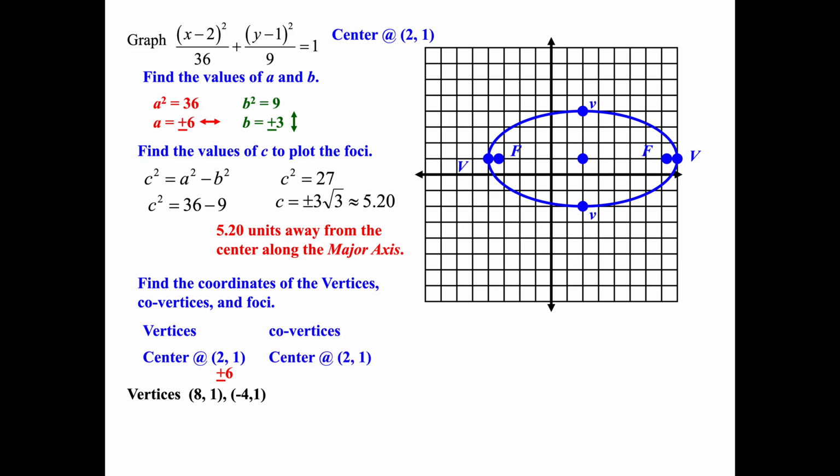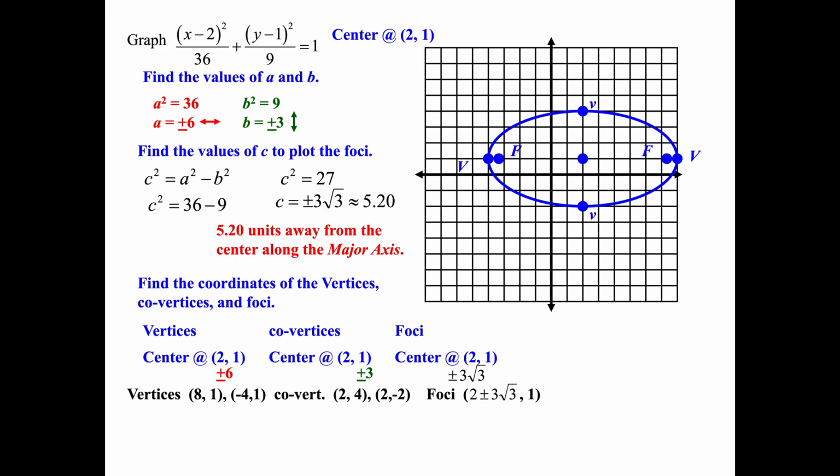Same with our covertices. Our up and down 3 will be added and subtracted to the 1. So 2 comma 1 plus 3 is 4. And 2 comma 1 minus 3 is negative 2. So there's my covertice points. However, now for the foci, because it is a radical, plus or minus 3 square root of 3 being added to your x coordinate, same as the vertices, you can leave this with the plus or minus in it because we can't simplify it.